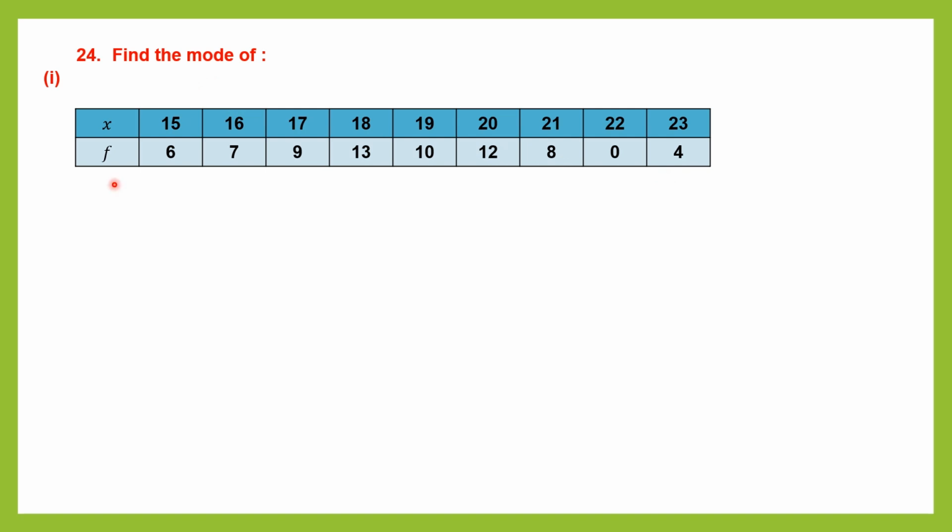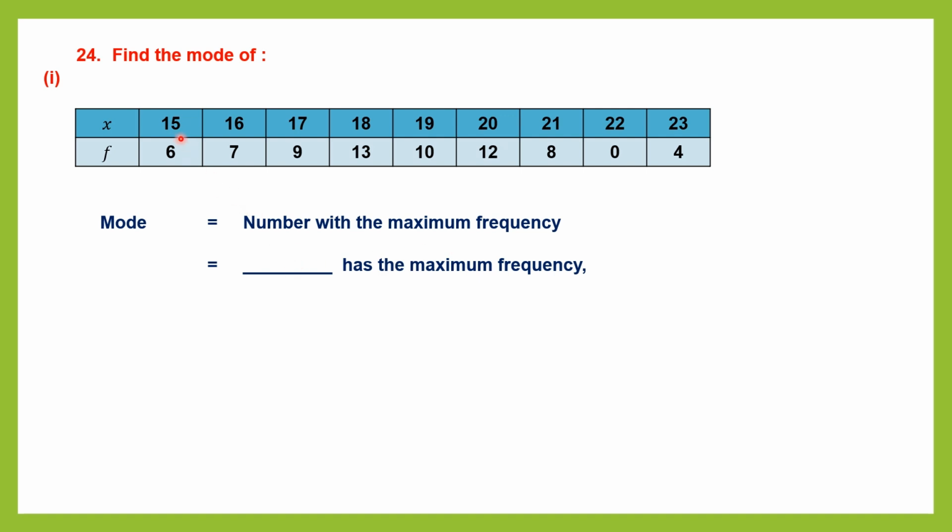Now we have to find the mode. So mode is the number with the maximum frequency. So here, which is the term which has a maximum frequency? So let's look at the frequencies and look for the biggest number. 6, 7, 9, 13, 10, 12, 8, 0, 4. Maximum frequency is 13. And which is the number with that? 18. 18 is repeated 13 times. So the number with the maximum frequency is 18. Therefore, the mode is 18. Simple, isn't it? It's easy to understand and work this out.